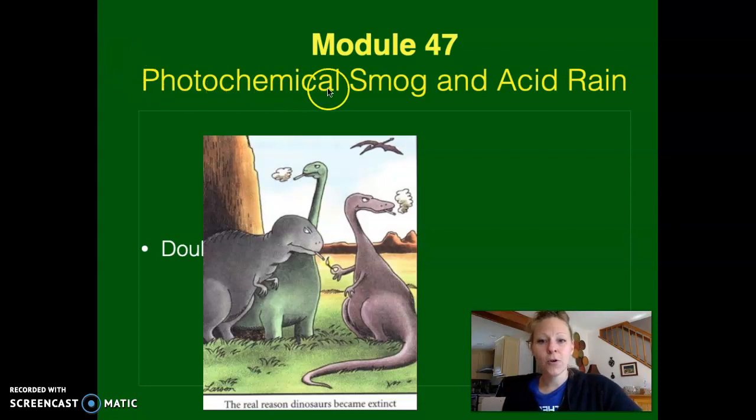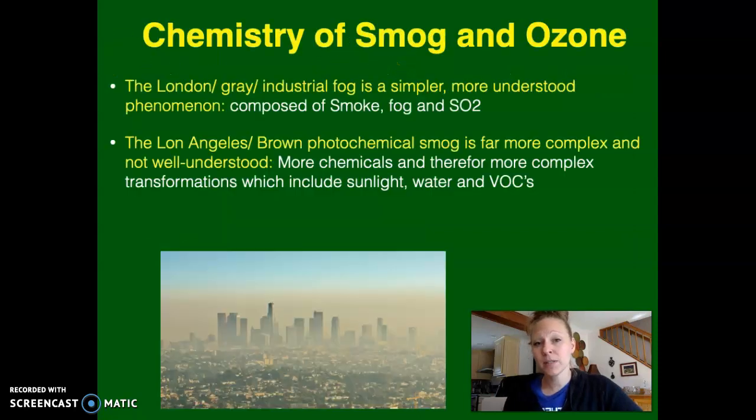Today we're talking about photochemical smog and acid rain. So there are two different types of smogs out there. We have the industrial fog that we find in cities like London, and it's composed basically of smoke and fog and sulfuric oxides or sulfur oxides.